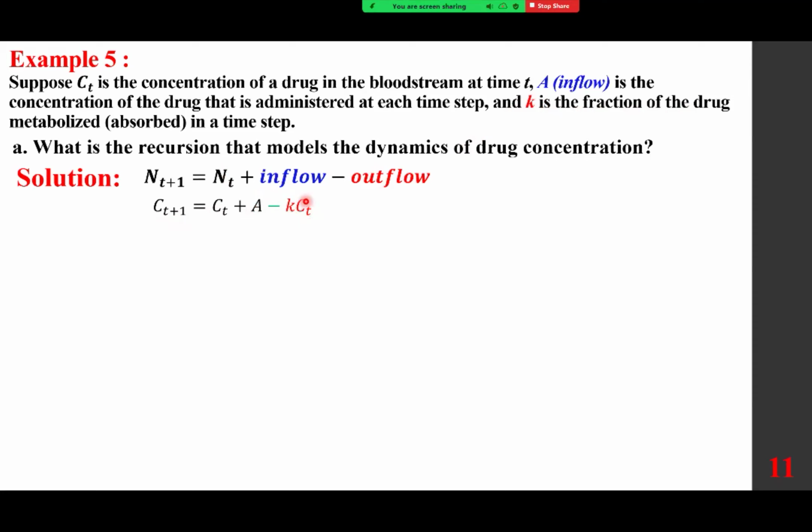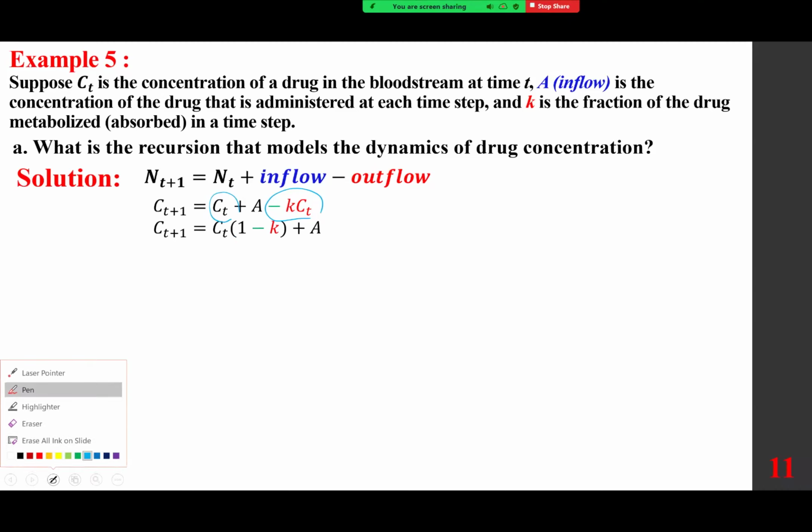If you combine these two, you can factor the C sub t out and you get 1 minus K. And it's important to understand the meaning of this: C sub t times 1 minus K. K is the portion that leaves the body, is absorbed. What is left? 1 minus that. For example, if 80% is absorbed, 20%, 1 minus that, is left in the body. That's the idea.